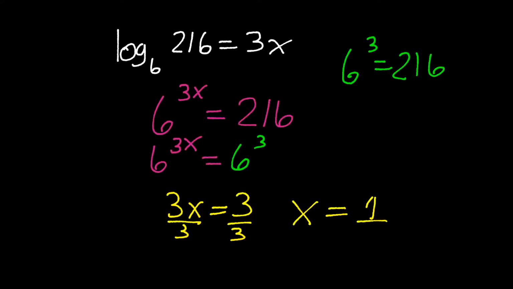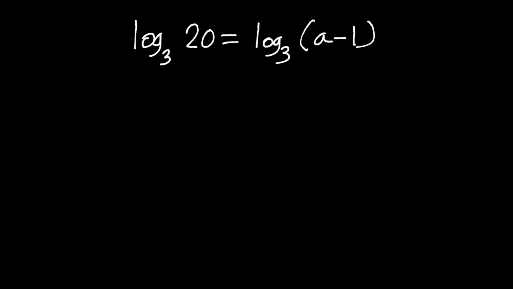Now let's try another problem. Here we have log base 3 of 20 equaling log base 3 of a minus 1. And we can't use the approach from before because this isn't an exponent. We can't say that 3 raised to the log of a minus 1 equals 20. Well, we can, but we're not going to. What we can do is use the fact that since this is log base 3 and this is log base 3, their answer portions should be equal to each other. So I'm going to have 20 equals a minus 1.